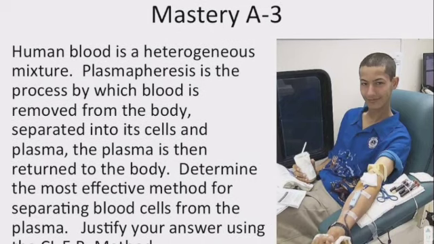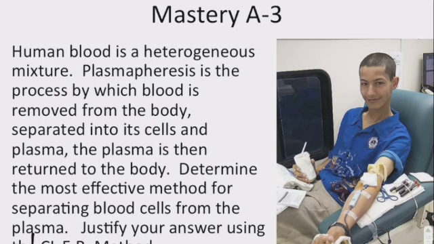And our last example, it says human blood is a heterogeneous mixture, and it says plasmapheresis is the process by which blood is removed from the body, separated into its cells and plasma. The plasma is then returned to the body. Determine the most effective method for separating blood cells from the plasma. Justify your answer using the CER method.